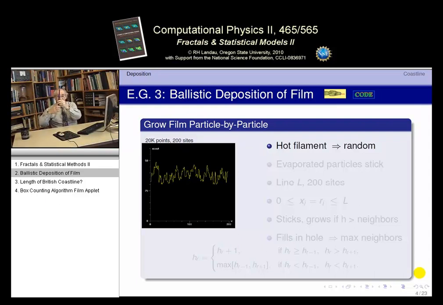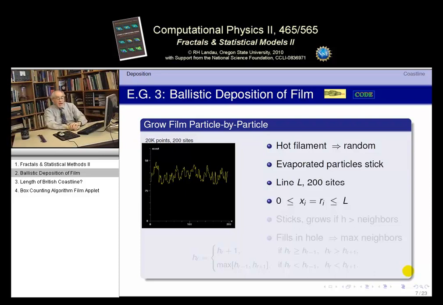Okay, so we have a filament, it's evaporating, atoms, molecules, they're shooting out all over just from the thermal motion. So how do we model this? Well, we imagine if a particle hits a line someplace, it sticks. Otherwise, if they don't stick, you're not going to get a film. So we may as well go home and not do that. Okay, so we have a line in our model here. We have a line down below with 200 sites. So we're doing a one-dimensional model here, but the atoms will grow upward.